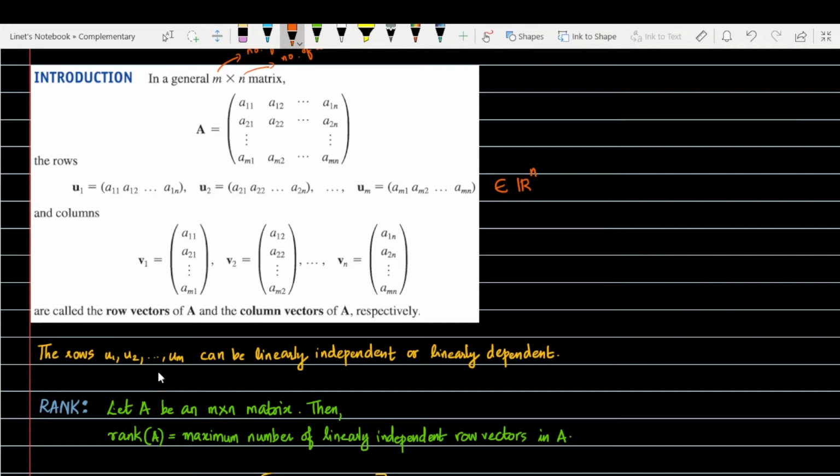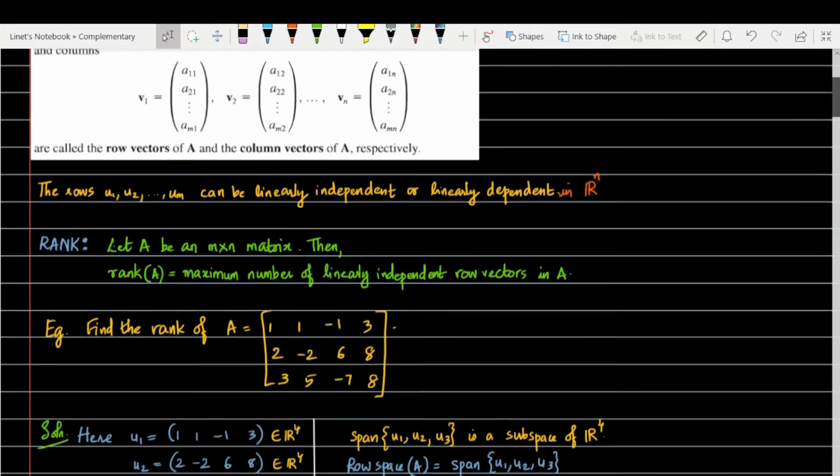So you can take the rows u1, u2, etc., um, and say that they can be linearly independent or linearly dependent inside Rn. As we have discussed about linearly independent vectors and linearly dependent vectors in Rn, there is a possibility that these rows can be linearly independent or linearly dependent.